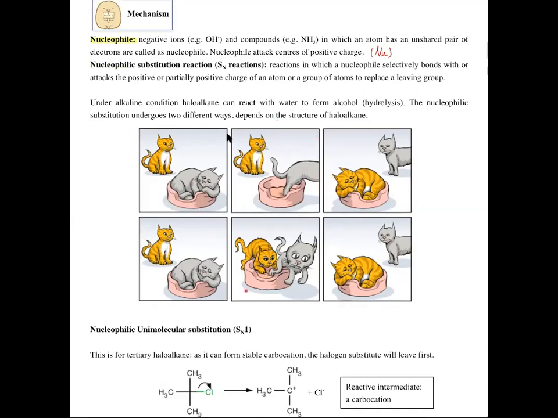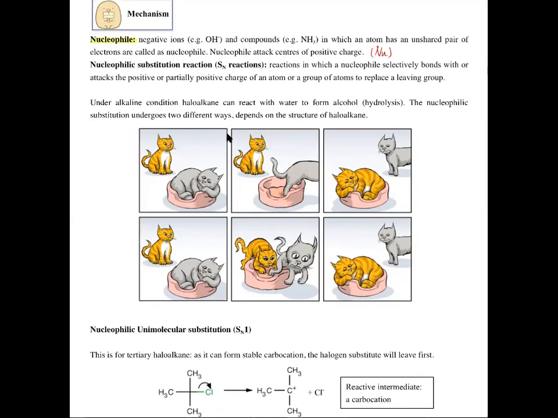If you take a look at the middle part, the middle part represents the reactive intermediate. In the first one, the reactive intermediate is formed here. So only one molecule is involved in forming this reactive intermediate. This nucleophile just sits there watching, it did nothing.